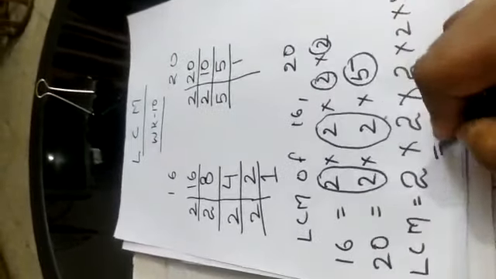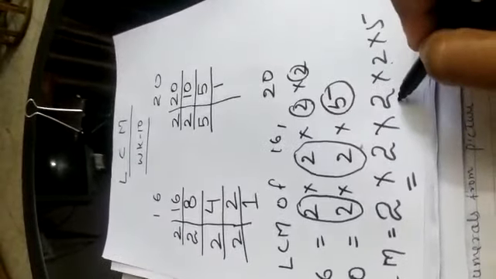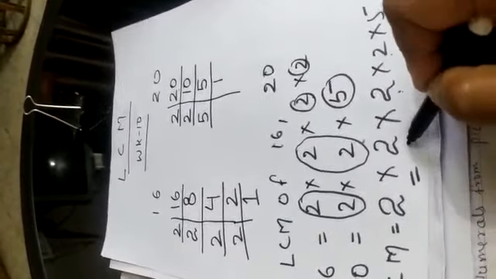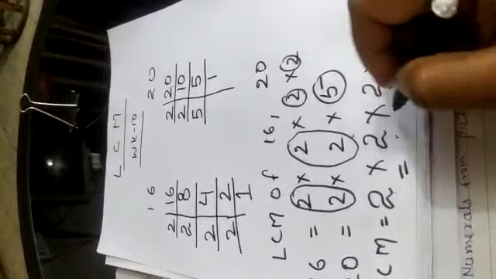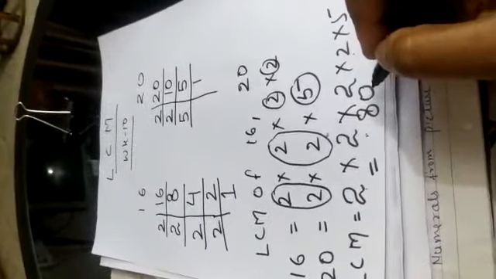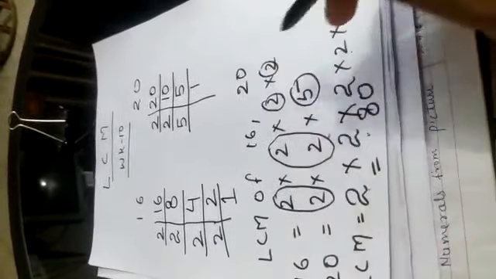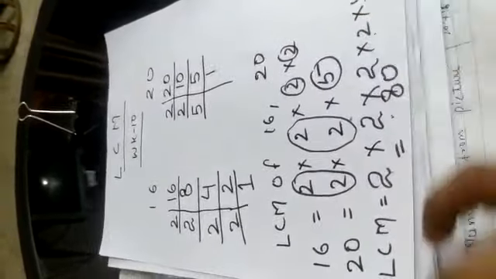So what will be the LCM? 2 into 2 is 4, 4 into 2 is 8, 8 into 2 is 16, and 16 into 5 is 80. So here the LCM is 80. That is the LCM of 16 and 20.